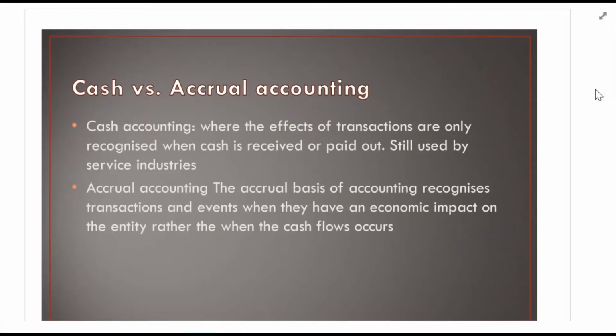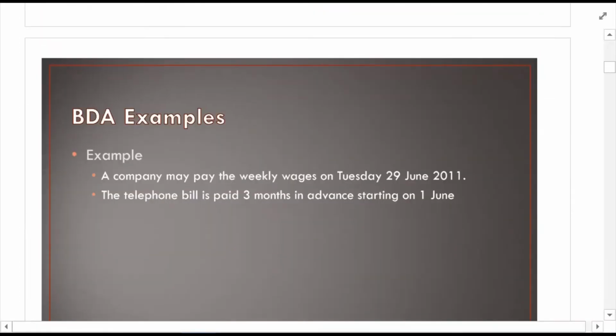So we've got two types of accounting. We've got cash accounting, when cash is received and we pay out, and we recognise the transaction when the cash is received or paid out. And then we've got accrual accounting. It recognises the transaction when the event happens, rather than when the cash flow occurs. So we're doing a bit more of accrual accounting.